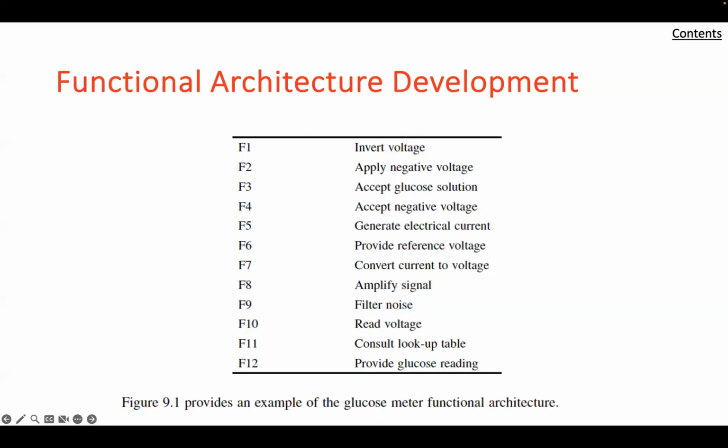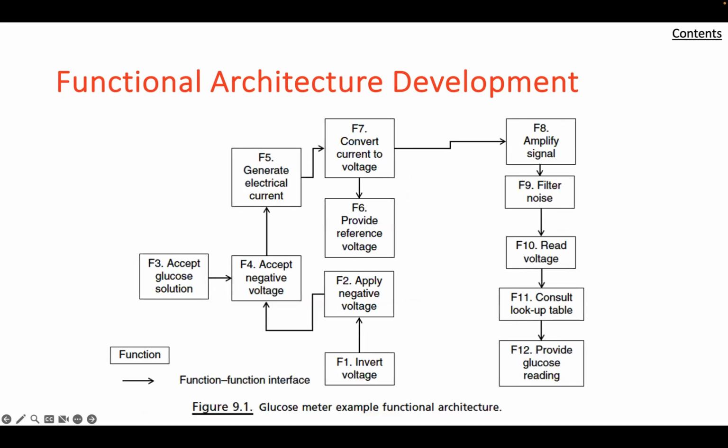Well, just to describe these 12 very quickly: F1, invert voltage; F2, apply negative voltage; F3, accept glucose solution; F4, accept negative voltage; F5, generate electrical current; F6, provide reference voltage; F7, convert current to voltage; F8, amplify the signal; F9, filter noise; F10, read voltage; F11, consult lookup table; and F12, provide the glucose reading. And then if we go to the next figure, we can provide an example of the glucose meter functional architecture of taking that and putting it into a functional flow.